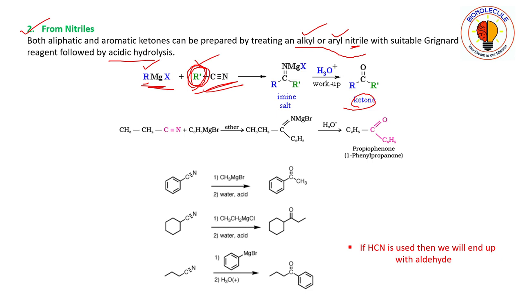So see here again, this will go and react and you will get an imine salt, same as that of hydrocyanic acid, and further acidic hydrolysis will give you a ketone. So see here, ethyl nitrile and phenyl magnesium bromide. You will get this imine salt, and further hydrolysis will give you 1-phenyl propanone. Here this one is the phenyl part, aromatic nitrile, and this is alkyl magnesium bromide. You are getting acetophenone.